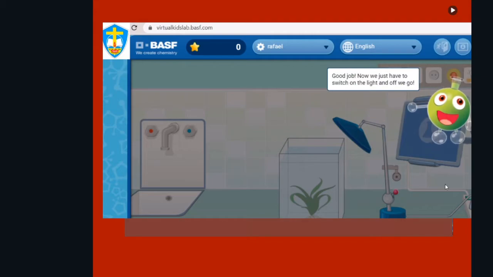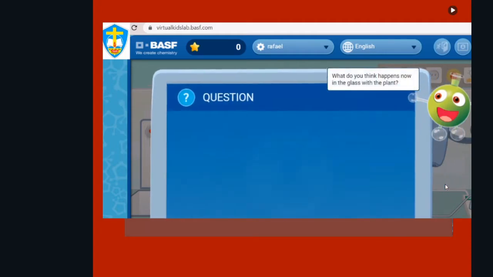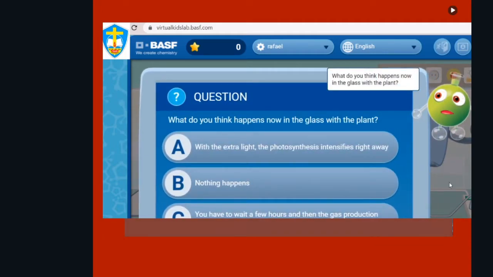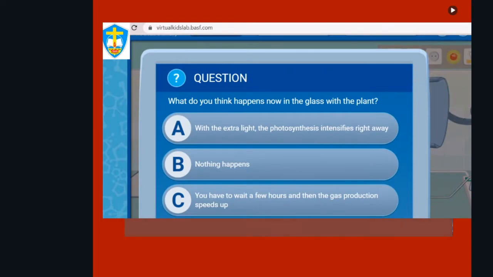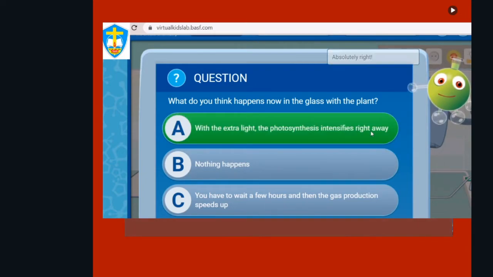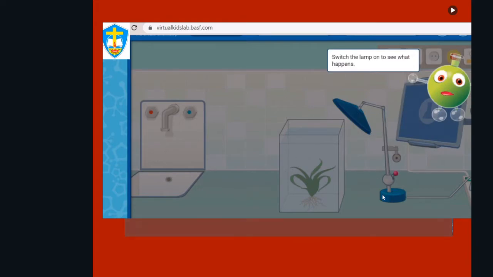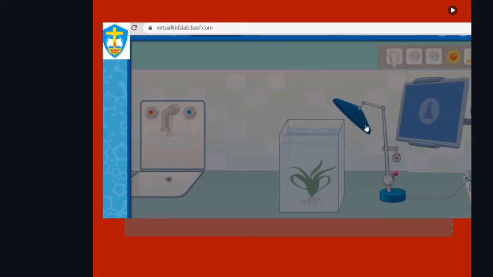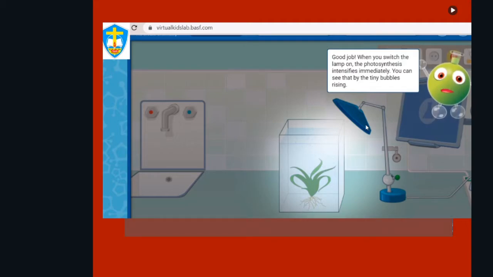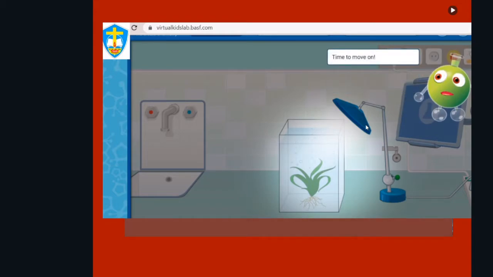Good job. Now we just have to switch on the light and off we go. What do you think happens now in the glass with the plant? Absolutely right. Switch the lamp on to see what happens. Good job! When you switch the lamp on, the photosynthesis intensifies immediately. You can see that by the tiny bubbles rising. Time to move on.